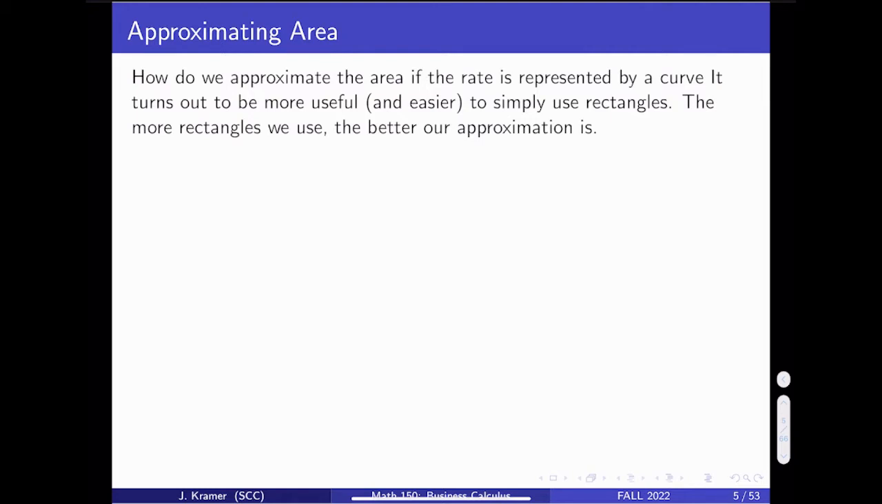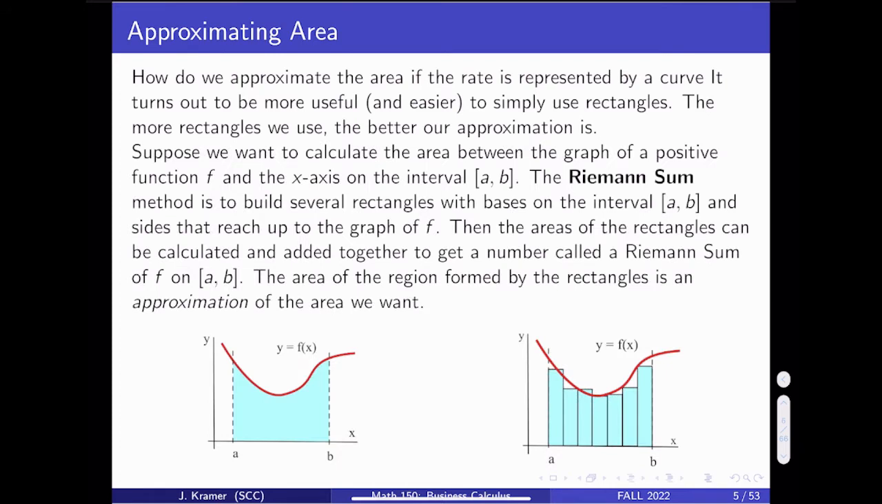How do we approximate the area if the rate is represented by a curve? It turns out to be more useful and easier to simply use rectangles. The more rectangles we use, the better our approximation is. Suppose we want to calculate the area between the graph of a positive function f and the x-axis on the interval from a to b. The Riemann sum method is to build several rectangles with bases on the interval from a to b and sides that reach up to the graph of f. Then the areas of the rectangles can be calculated and added together to get a number called a Riemann sum of f on the interval from a to b. The area of the region formed by the rectangles is an approximation of the area that we want.